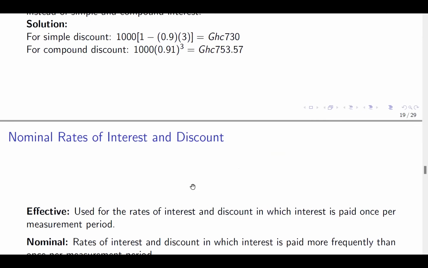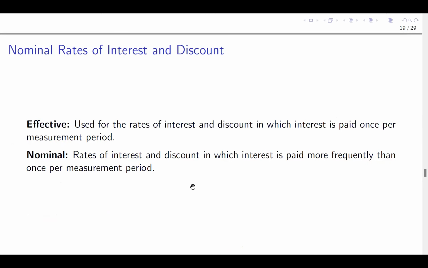All right, let's look at nominal rates of interest and discounts. It's used for rates of interest and discounts in which interest is paid once per measurement period.